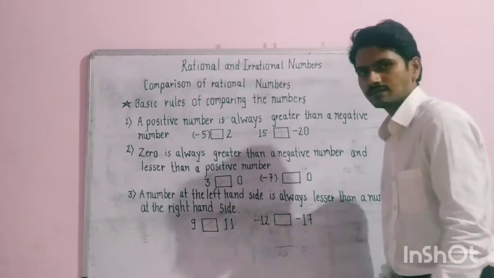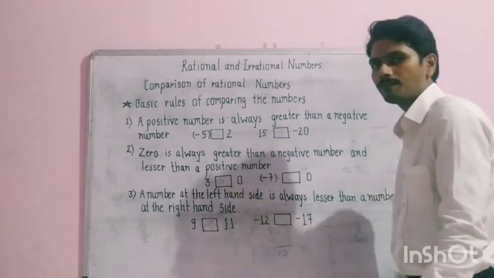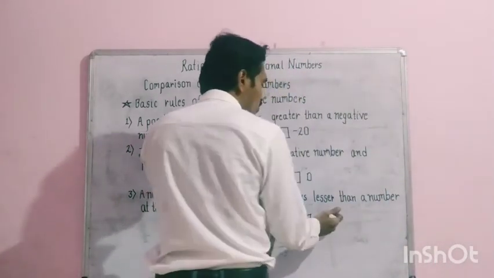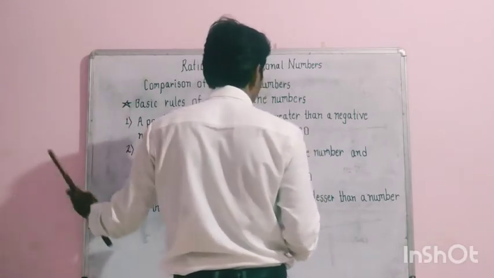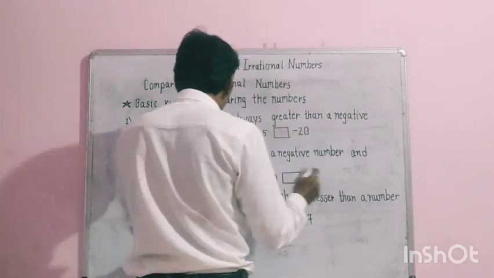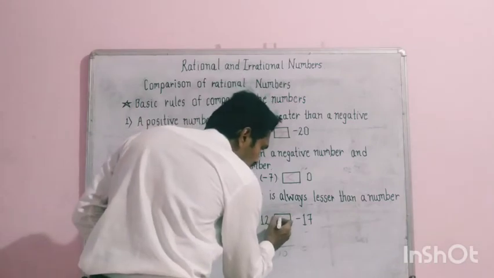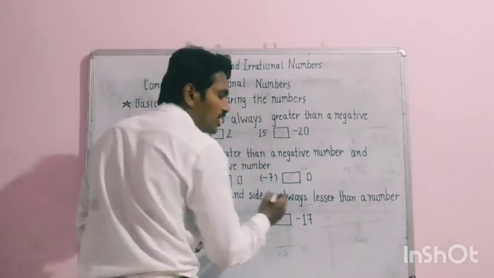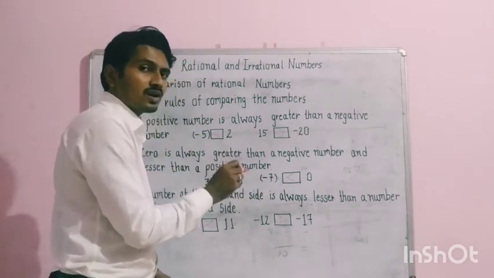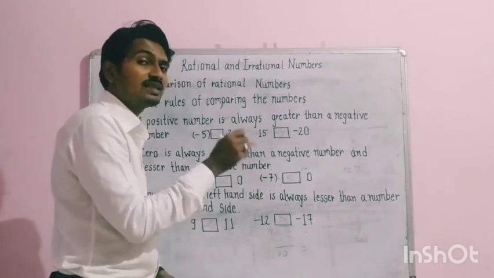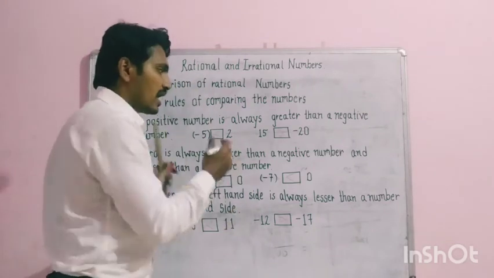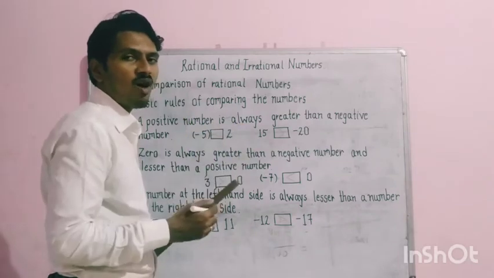But in negative numbers, how shall we compare? -12 is at the right hand side and -17 is at the left hand side. So the number at the left hand side is always lesser than a number at the right hand side. So -12 is greater than -17. In negative numbers, we have to pay attention. The number which seems lesser is actually greater if we compare two negative numbers. It will help you to understand the comparing of rational numbers.